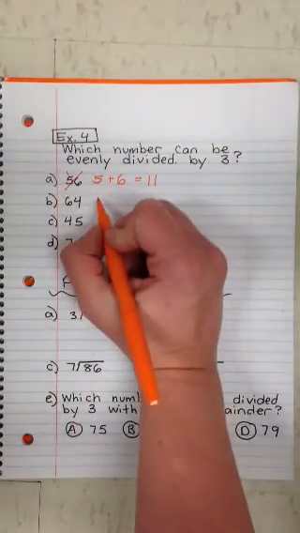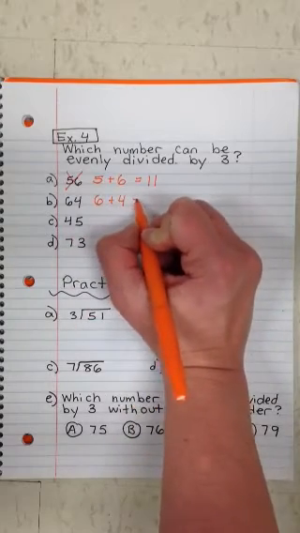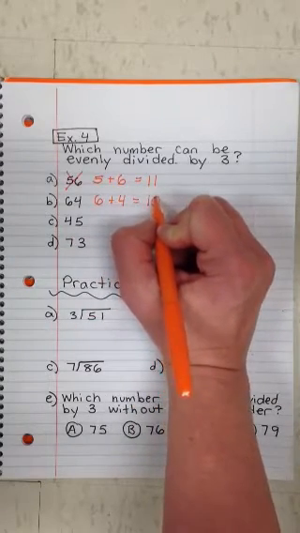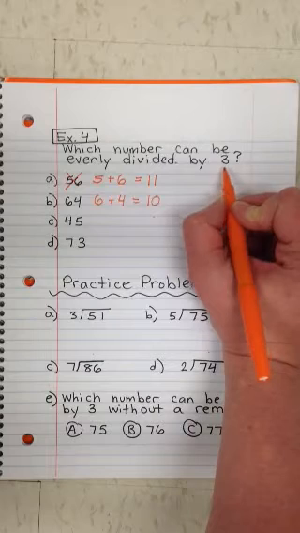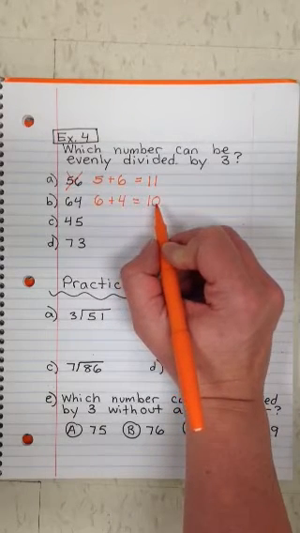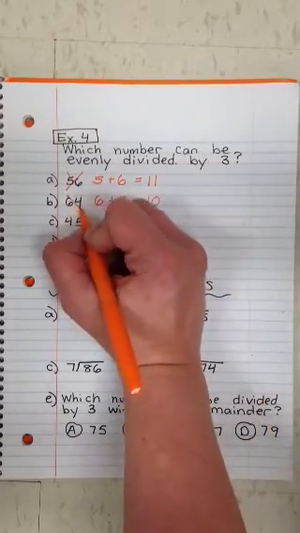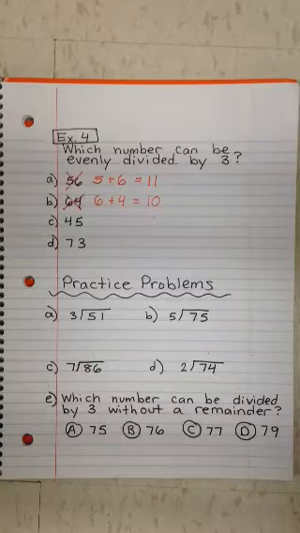All right, let's add up the digits of 64. 6 plus 4 equals 10. Is 10 a multiple of 3? If I count by 3s, will I ever get to 10? 3, 6, 9, 12. Nope. 64 cannot be divided evenly by 3.